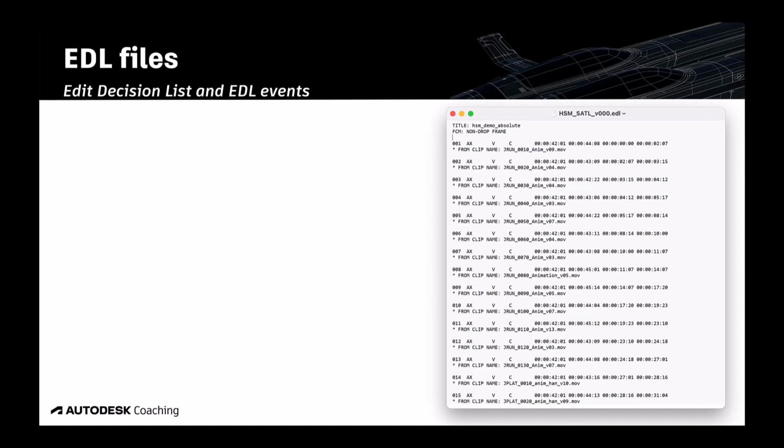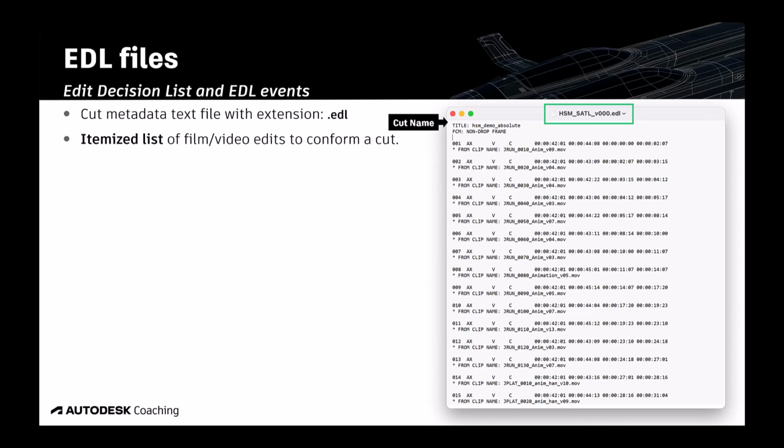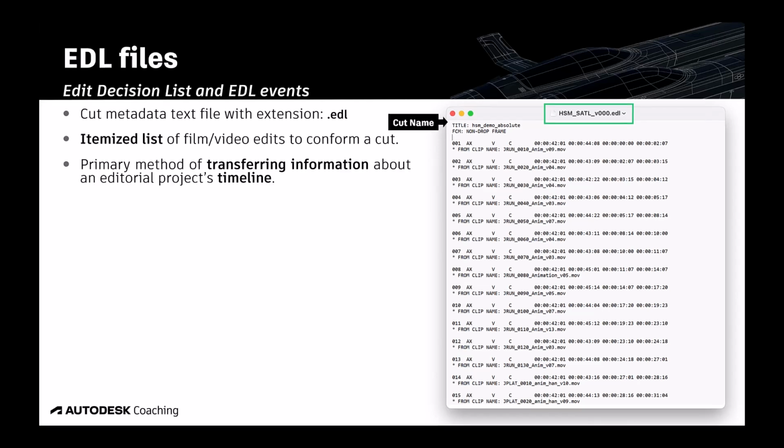First, we'll need our edit decision list, or EDL file. This is a cut metadata text file with the extension .edl. It's an itemized list of film or video edits to conform a cut. For editors, this is the primary method of transferring information about an editorial project's timeline.